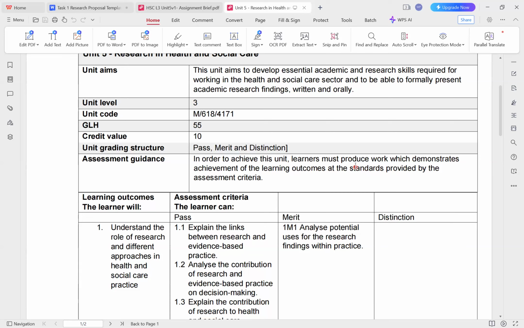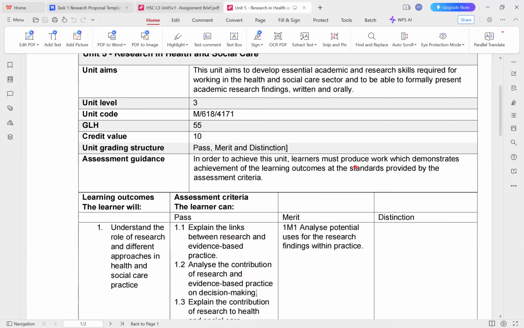So the basic outcomes, we've learned 3 different learning outcomes. The first outcome was to understand the role of research and different approaches in health and social care practice. So how would we assess you? You would explain the links between research and evidence-based practice, analyze the contribution of research and evidence-based practice on decision-making, and explain the contribution of research to health and social care vision. In order to gain a merit, you would analyze potential uses for research findings within your practice.